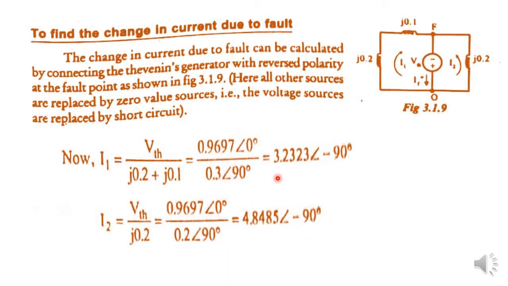In the previous section, we have calculated the fault current. In this section, we need to find the fault current through the generator and the fault current through the motor. For that, first we need to find the change in current through the generator and motor during fault. For that, we need to short the generator source and motor source and connect Thevenin voltage with reversed polarity across the terminals F and O. So the current I1 will be Thevenin voltage by J0.2 plus J0.1, and this current I2 will be Thevenin voltage divided by J0.2. Calculating, we got the currents I1 and I2.